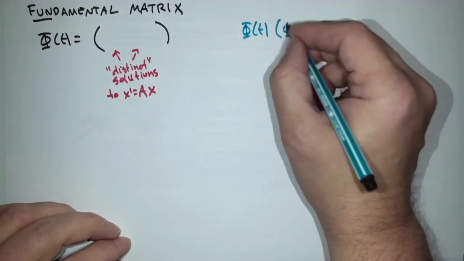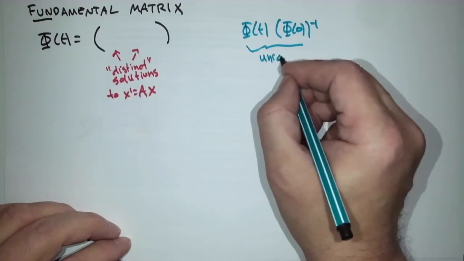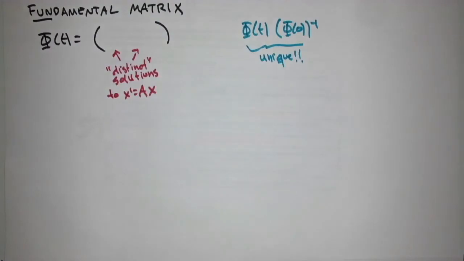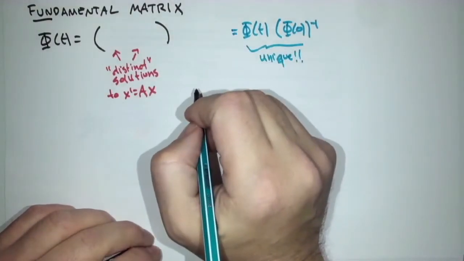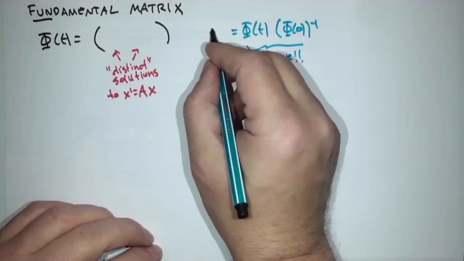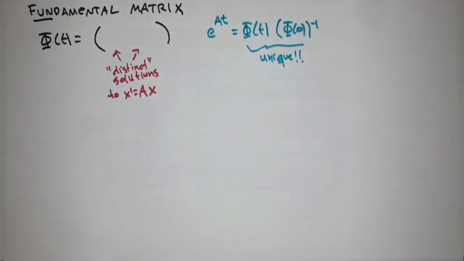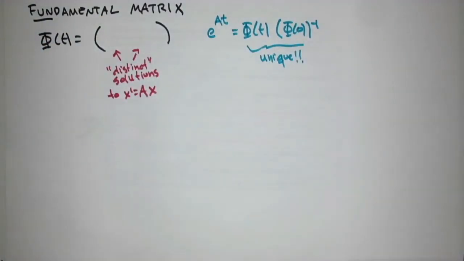So there's one really special fundamental matrix, and that is phi of t times phi 0 inverse. This is unique. There's only one of these. Once you multiply by phi 0 inverse, it makes exactly one matrix. This matrix has another name. What do we call it? Yeah, e to the at. So if a problem says compute e to the at, find phi of t, multiply by phi 0 inverse, and we're good.